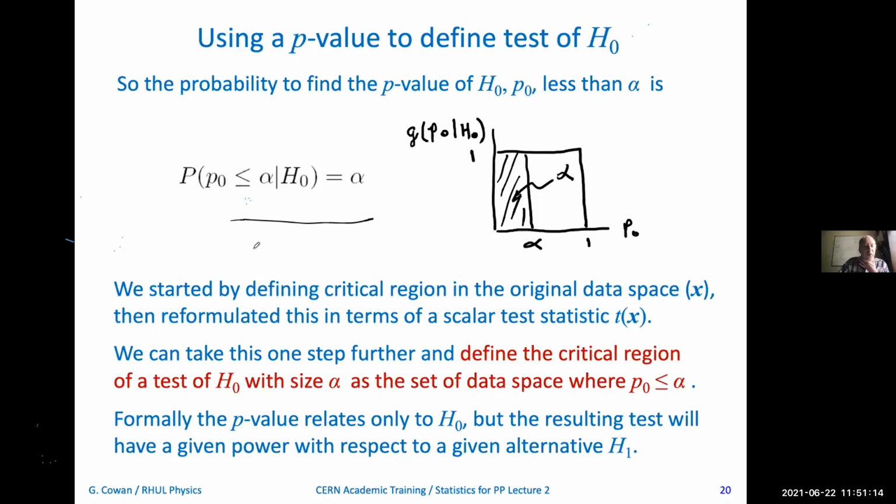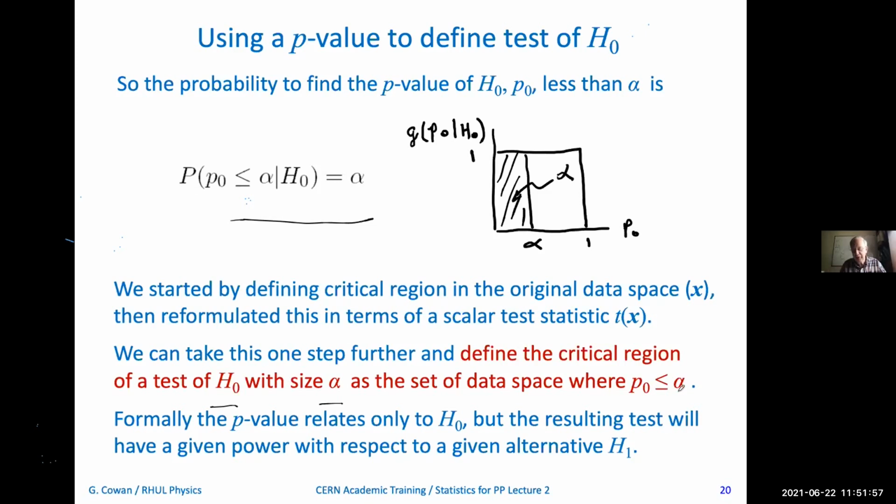So what we can do is use the p-value in order to define a critical region. I can simply say that a critical region of a test of h0 with size alpha is the set of data space where the p-value is less than alpha. All right, so there's this important connection between the first type of hypothesis test that we talked about, with a critical region of a certain size, and the second type of hypothesis test where we found a p-value. We can connect the two by saying you can use a p-value to determine a critical region. It's simply the region of data space where the p-value is less than or equal to alpha.